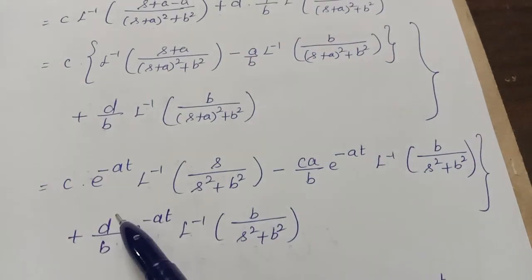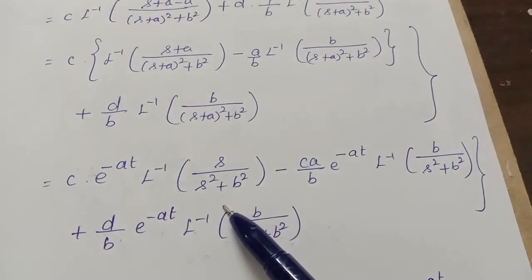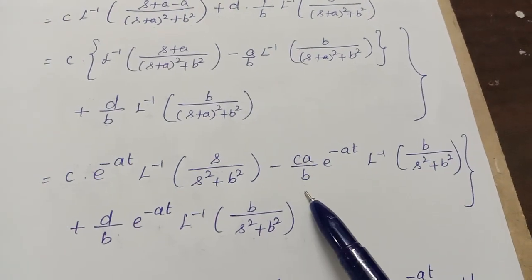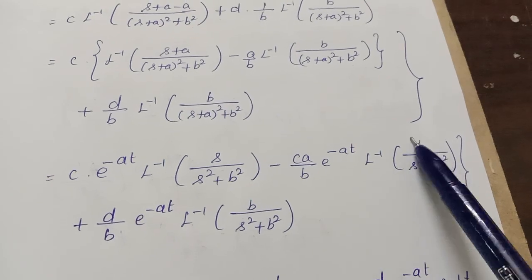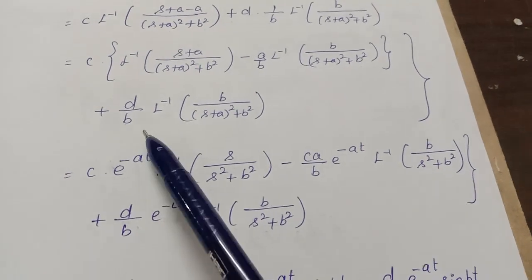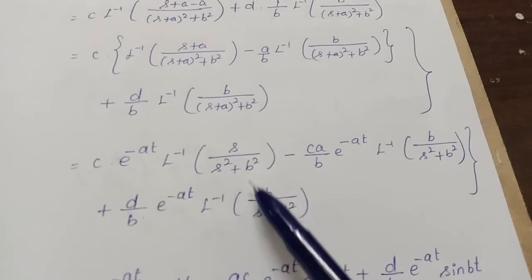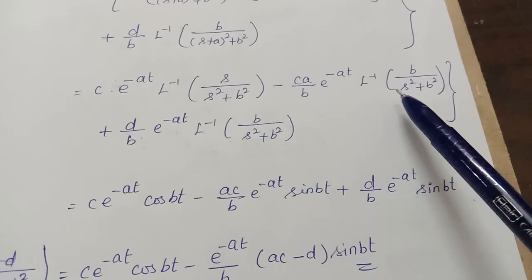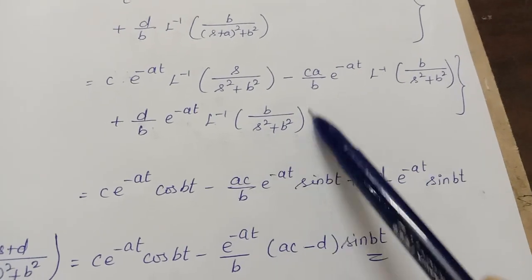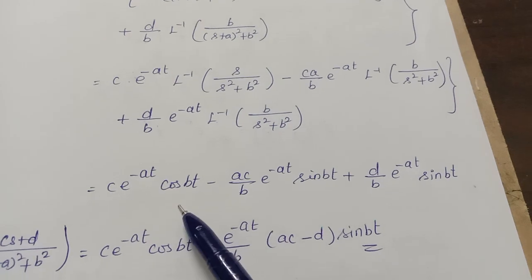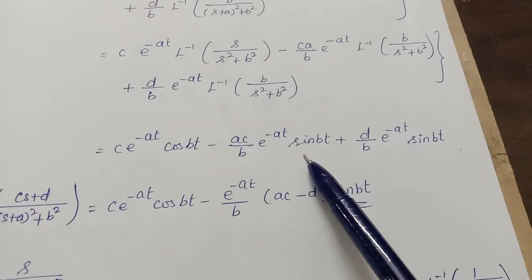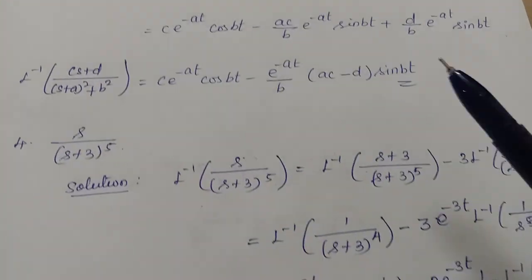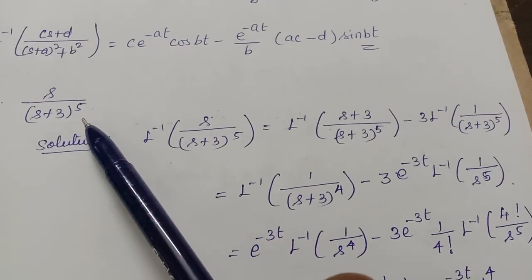So c into e power minus at into L inverse of s by s square plus b square minus, okay, the c when it is coming inside, it will be c a by b into e power minus at into L inverse of b by s square plus b square, plus d by b into e power minus at into L inverse of b by s square plus b square. Now look at this term. This is cos bt. Okay, this is sin bt, and this again is sin bt. So c e power minus at cos bt minus ac by b e power minus at sin bt plus d by b e power minus at sin bt. Okay, that's all. Then next problem, s by s plus 3 the whole power 5.